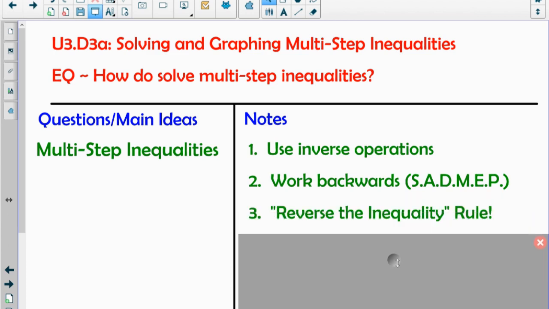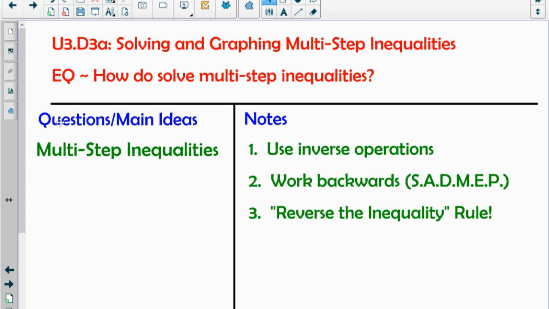And then remember the reverse the inequality rule we talked about on day 2 yesterday for most of you. If you multiply or divide by a negative number on both sides when you're solving, you have to reverse the inequality rule because it changes which side has the larger value. So keep these things in mind as we're solving multi-step inequalities today.